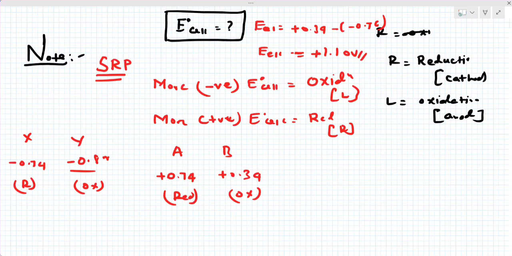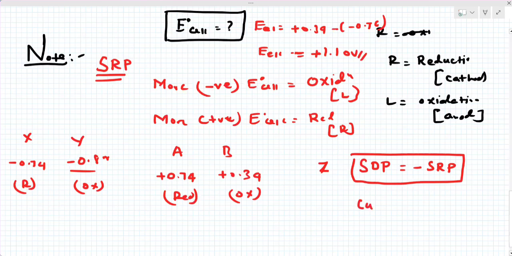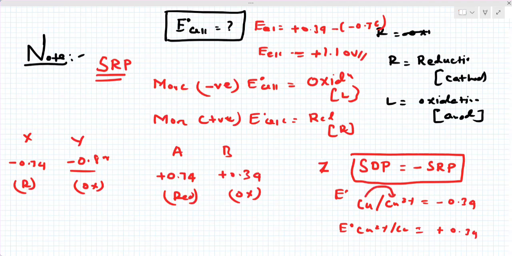Suppose they give the SOP, the standard oxidation potential, which is equal to minus SRP. If they give the SOP, we have to convert it. For example, for Cu they give the E cell value minus 0.34. Now Cu2+ becoming Cu is plus 0.34. Cu becoming Cu2+ is oxidation, and Cu2+ becoming Cu is reduction. If in the exam they give the SOP, then how to find the SRP? Just put the minus. This is very basic.